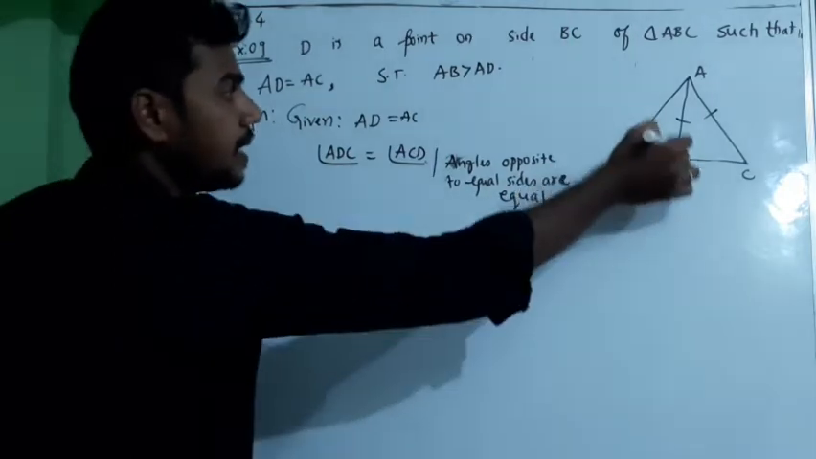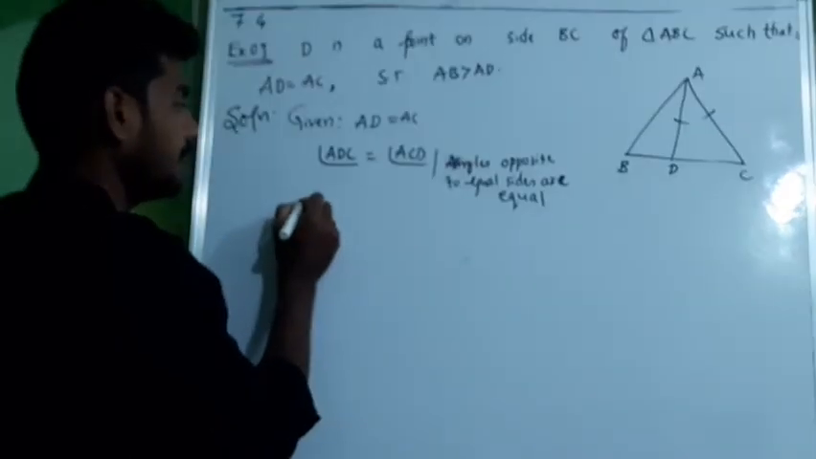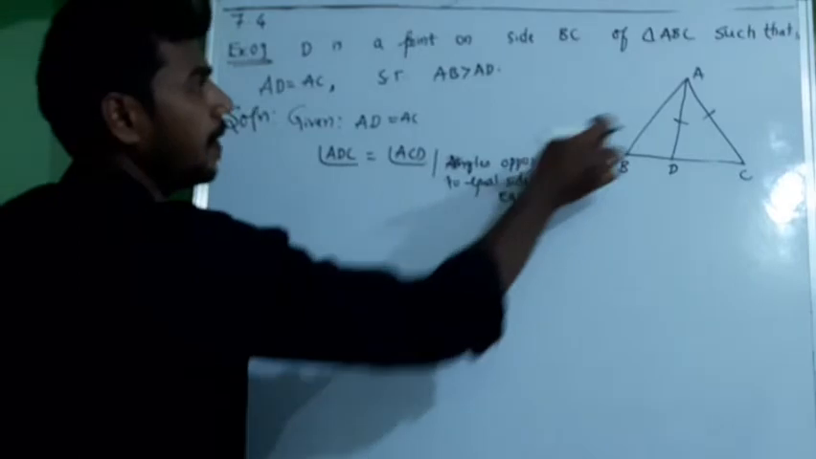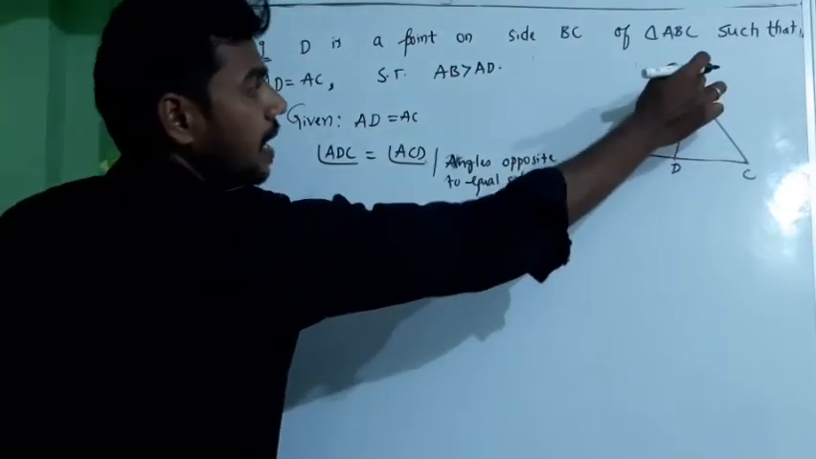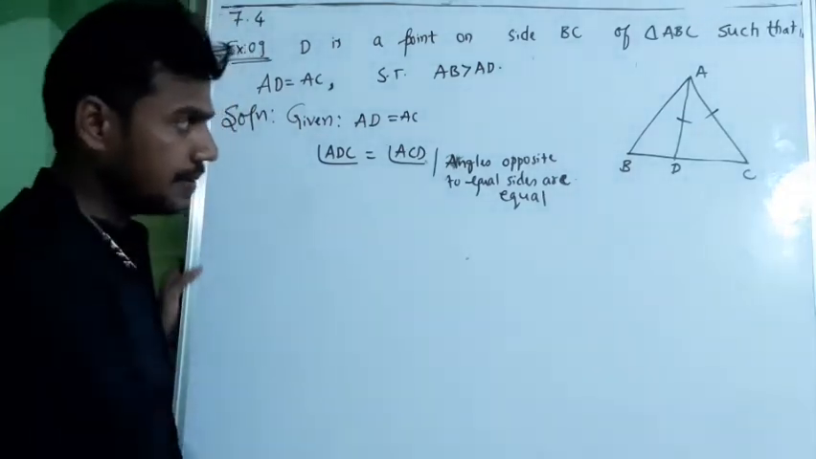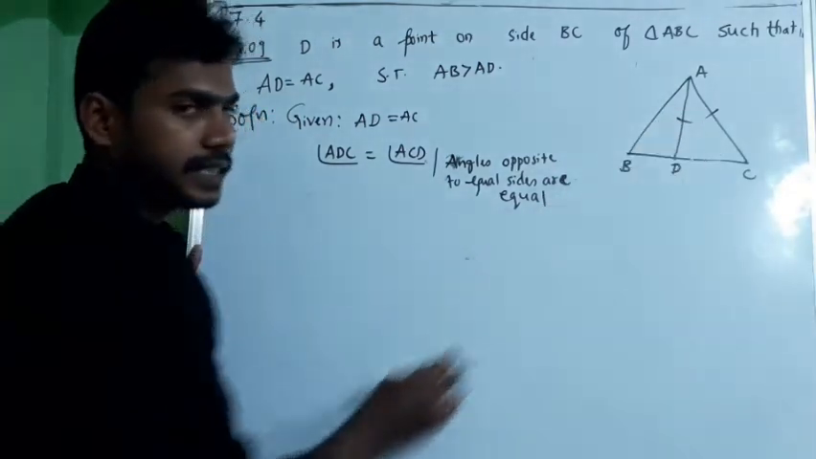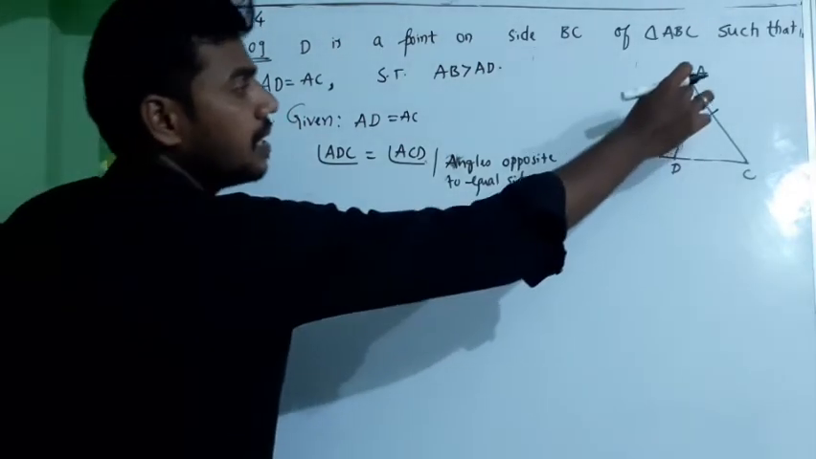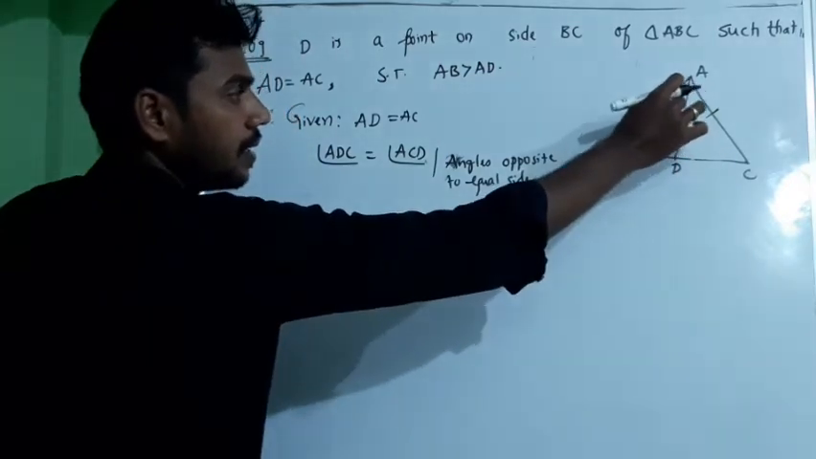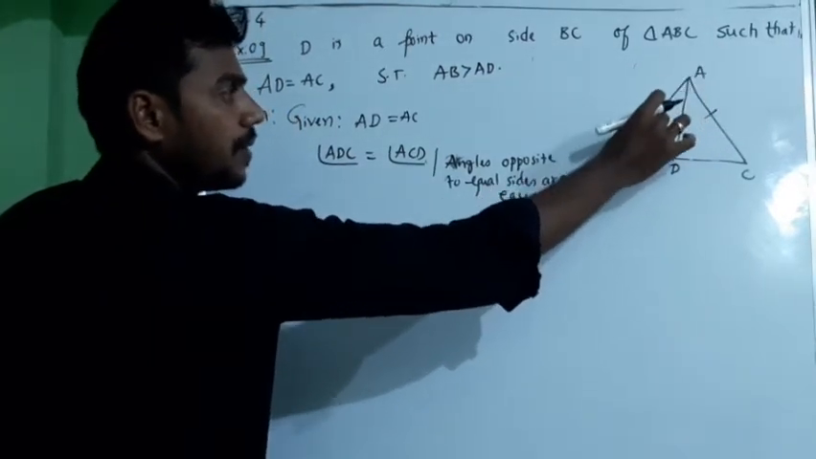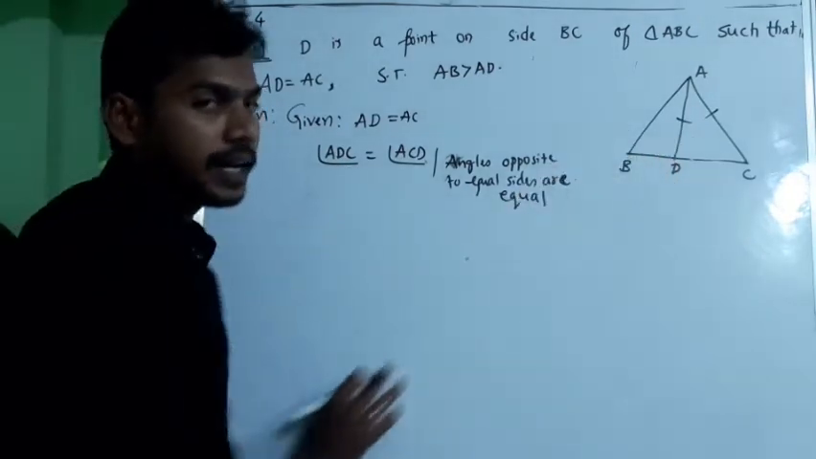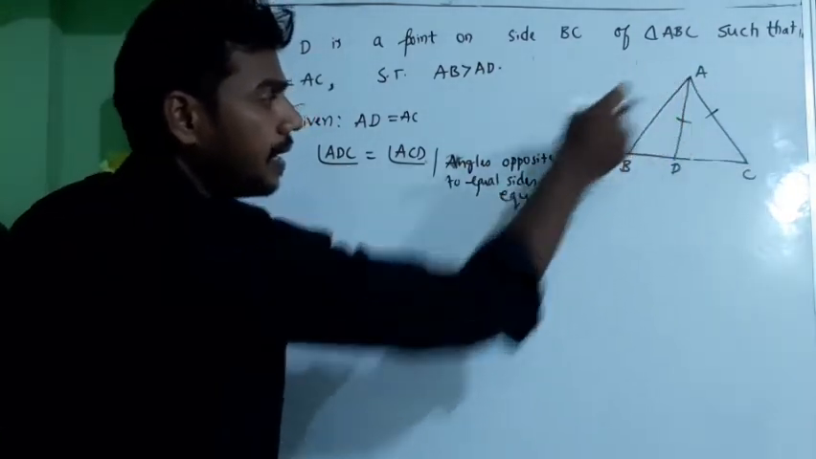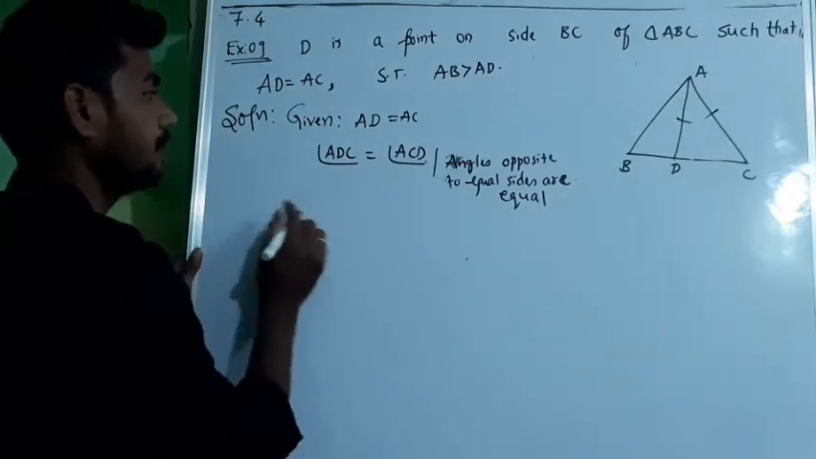Now since ADC is exterior angle, see if I take triangle ABD, angle ADC is exterior angle. For this triangle ADC is exterior angle, and obviously exterior angle will be equal to sum of interior opposite angles. What does it convey? This is greater than this angle. ADC is greater than ABD. That only I am going to write.